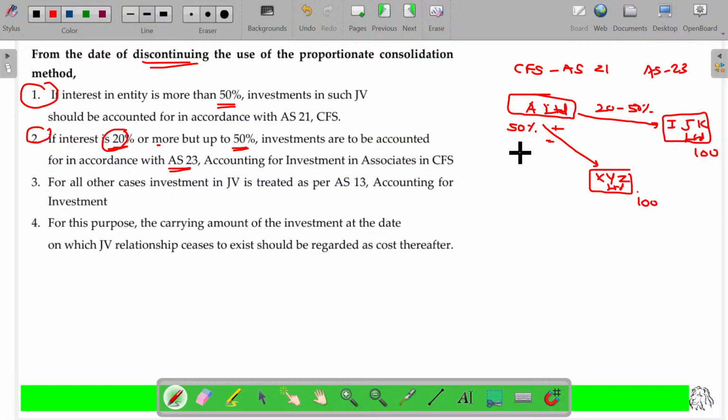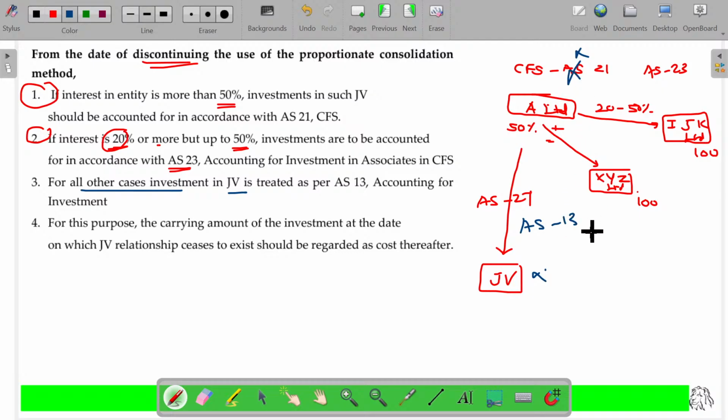Now, suppose it is a joint venture. What happens, sir? You have to follow what? AS number 27. The moment you lose the status, or you no longer treat it as AS number 27 applicability, okay, you are losing this one. Automatically, for all other cases, investment in a joint venture is treated as AS number 13 only. If you don't have AS number 21, then automatically AS number 13 will be followed.